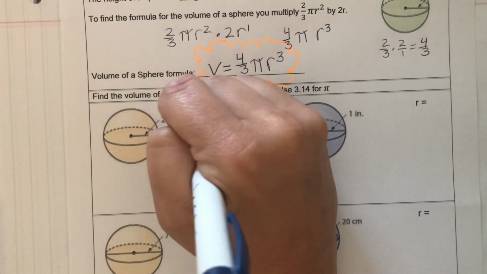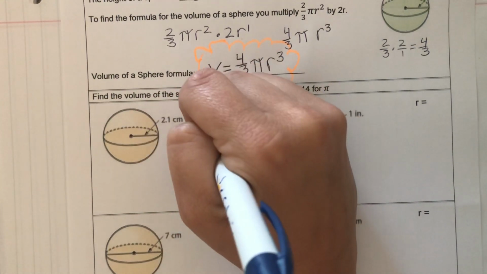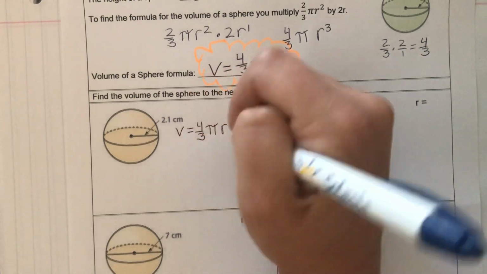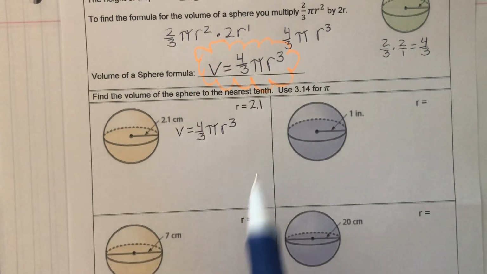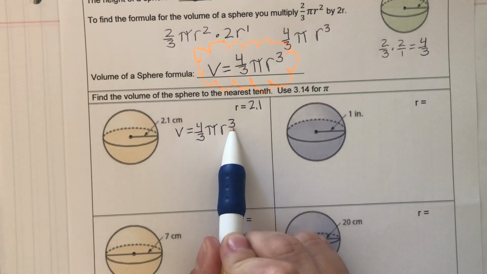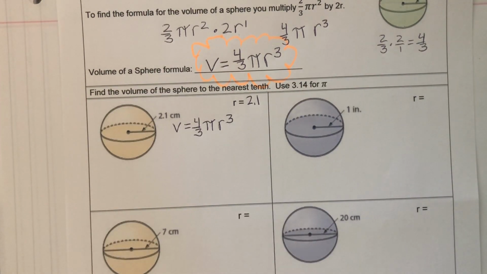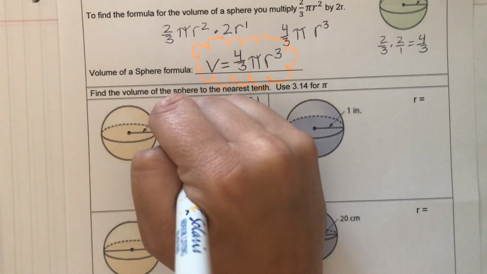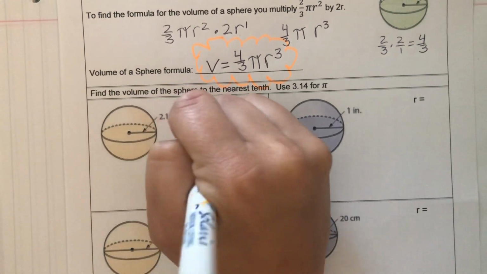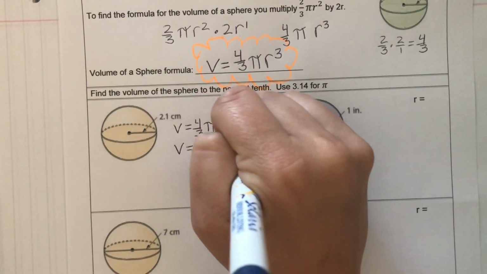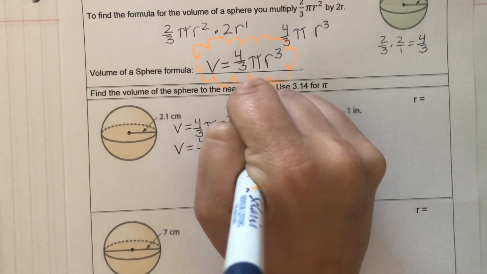Volume equals 4/3 times pi and the radius cubed. Very important you remember that this is cubed, not squared. Most common mistake is probably right there. All right, substitute our value in. We know what the radius is. The radius is 2.1, and this is cubed.